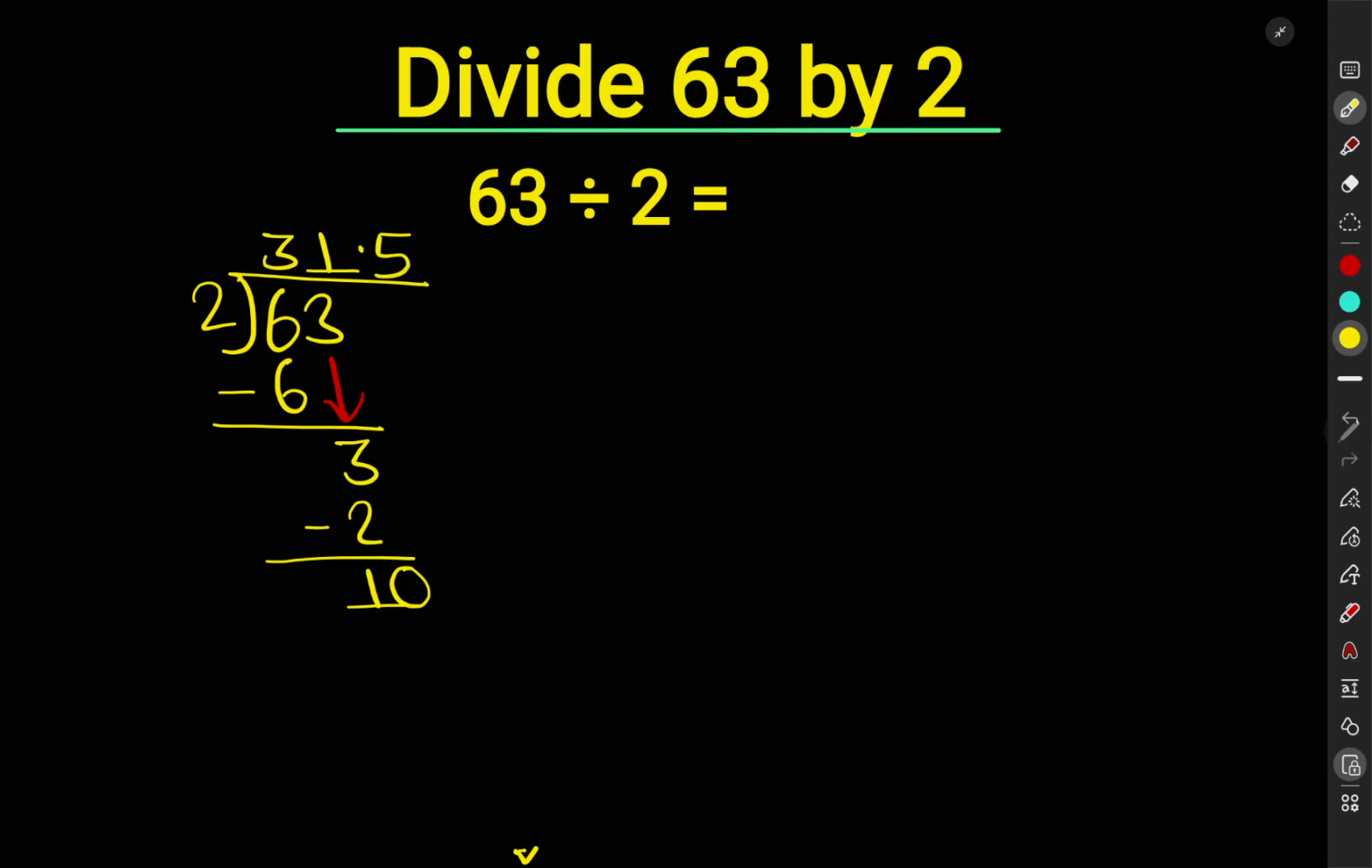So 2 times 5 means 10. On subtracting we get 0. So 63 divided by 2 we get 31 decimal 5.